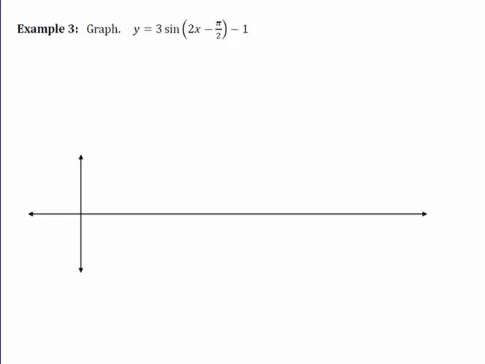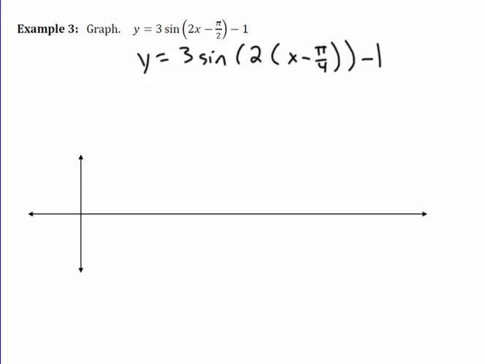Here is our function. First thing we have to do with our function is get it in the form that we can interpret all the information. So we must factor out that 2, leaving us with x minus pi over 4, and we still have that minus 1. And from that, we can now sketch this graph.